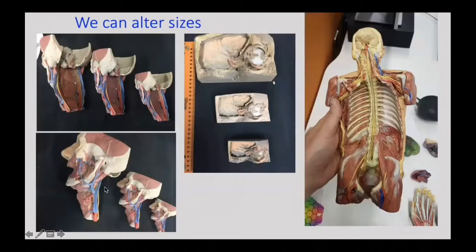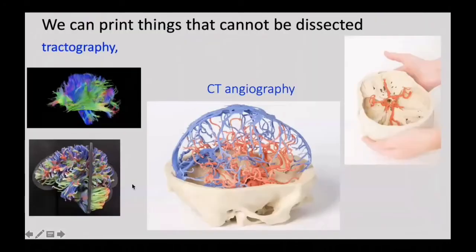Printing allows you to change the size of things. A couple of examples here. You can even print out a whole torso and hold it in your hand, but this is actually anatomically perfectly accurate. This is based on a real specimen, and it's a beautiful dissection that would probably take a good anatomist a year or more to do. So we were able to repurpose these old dissections.